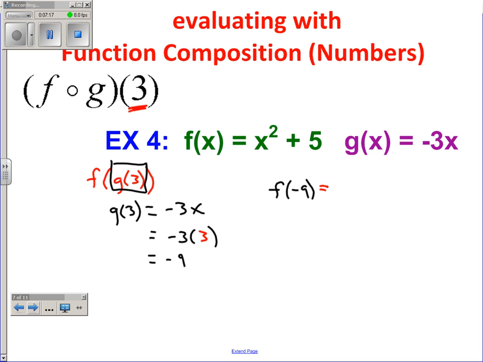So I want to do f, x squared plus 5. I'm going to substitute negative 9 for x. Negative 9 squared is 81. 81 plus 5 is 86. So f of g of 3 is equal to 86.